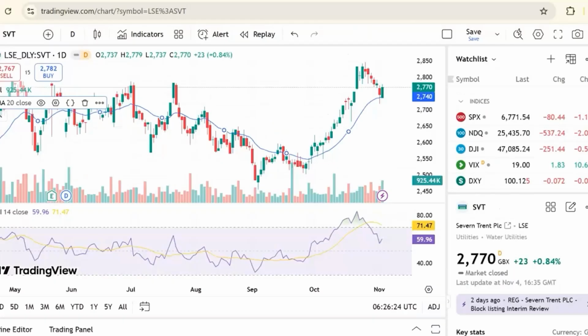Here we are looking at this chart of 7 trans, which is listed on LSE. We are seeing that the chart has done its breakout. Now from its peak, it's trying to rebound back. The RSI has also come down from its peak of 71. Now it's staying around 56, 58. It looks like it's trying to find a balance, and it may try to rebound from this point.